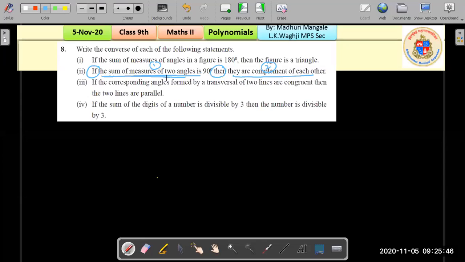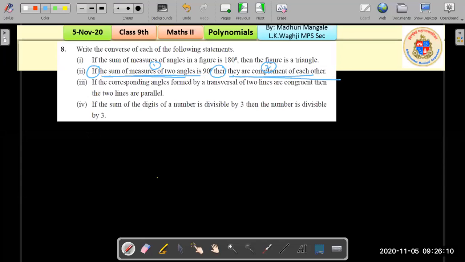So if the sum of measures of two angles is 90 degrees, then they are complementary to each other. So we are just changing the places. That means if two angles are complementary, then the sum of those two angles will be 90 degrees. We write this part first: they are complementary to each other. Now what are complementary angles?